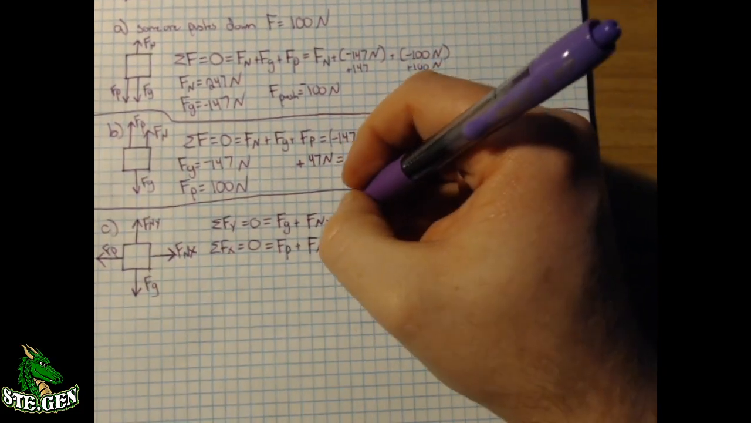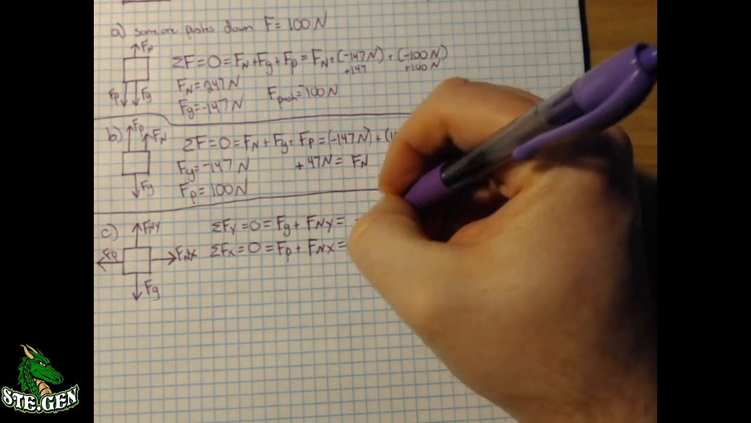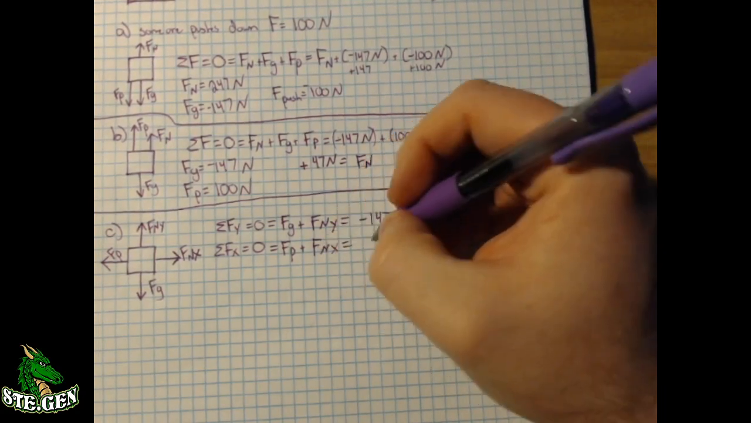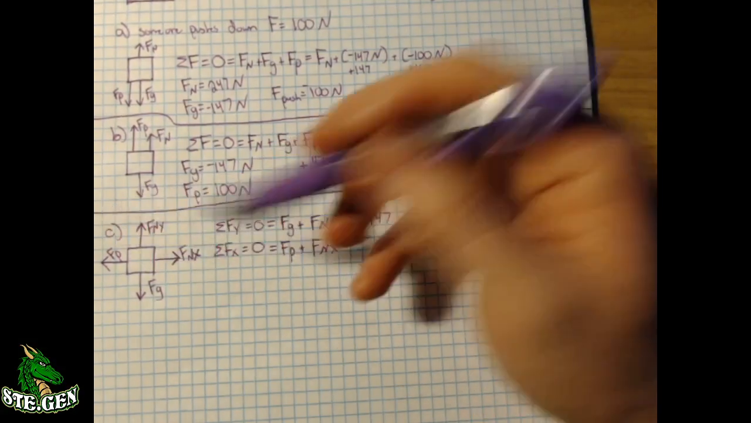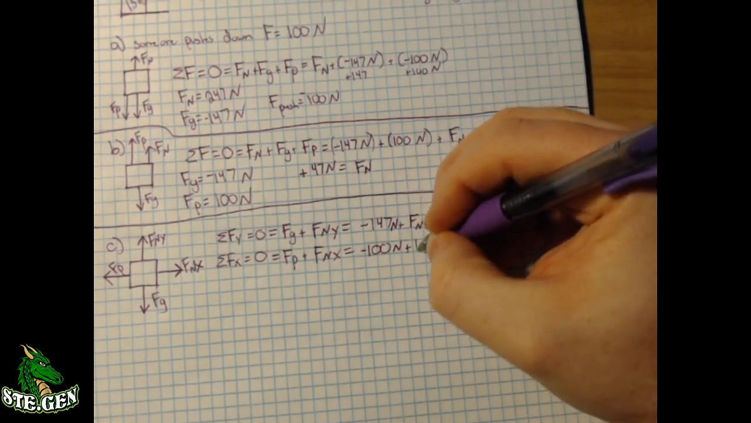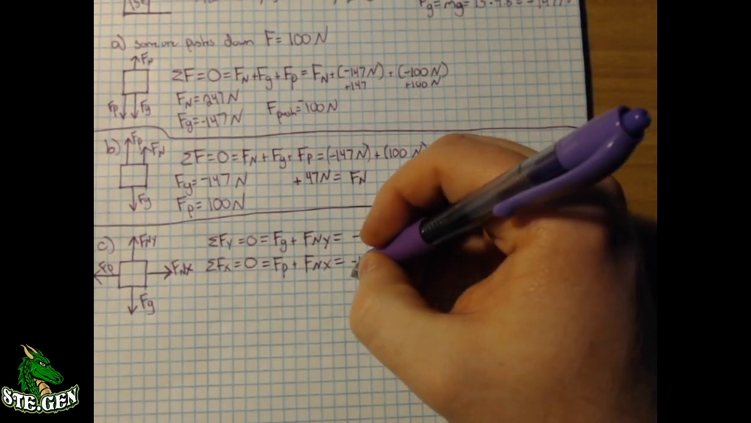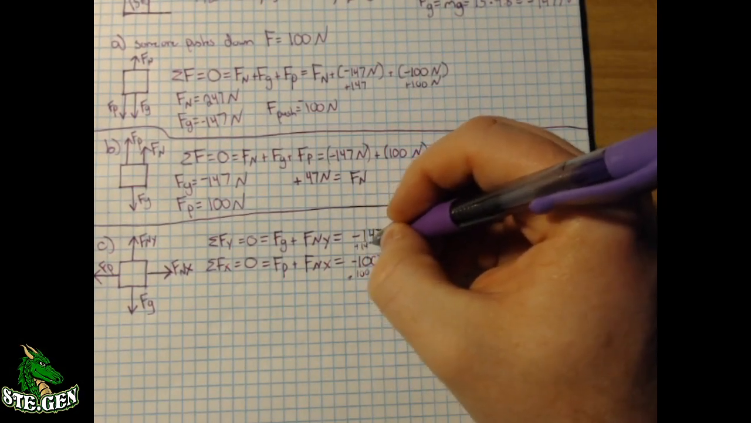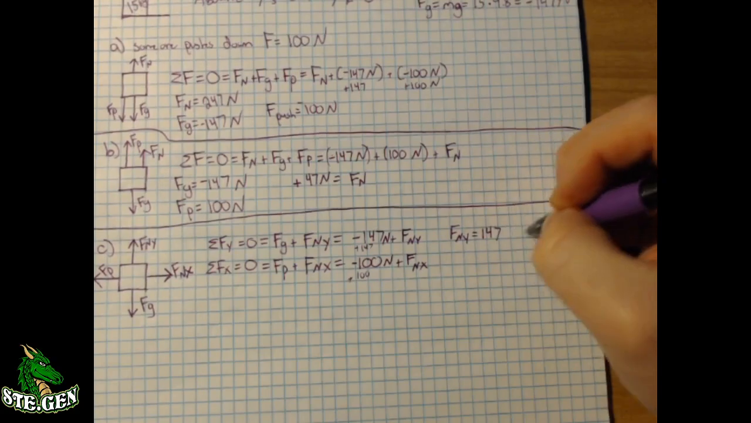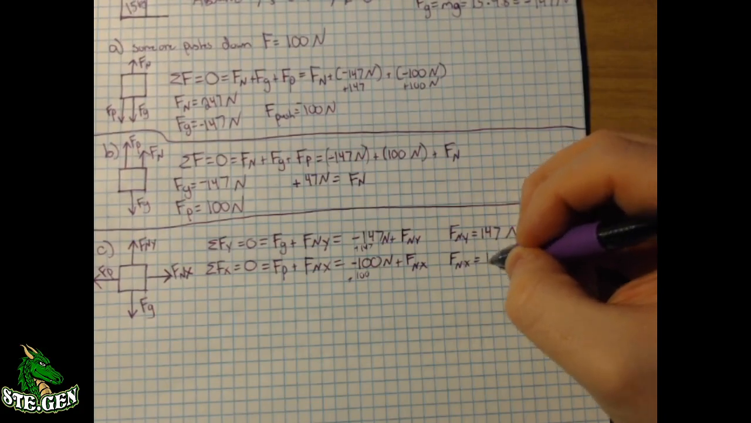Now, for each of these, we have one piece of information. For the force of gravity in the first one, we've got negative 147 plus force normal in the y direction. For the second one, the push is actually going to the left, so I'm going to make it negative: negative 100 newtons plus force normal x. For both of these, we add 100 and 147, and the other side is 0. Force normal y is equal to 147 newtons, and force normal x is equal to 100 newtons.